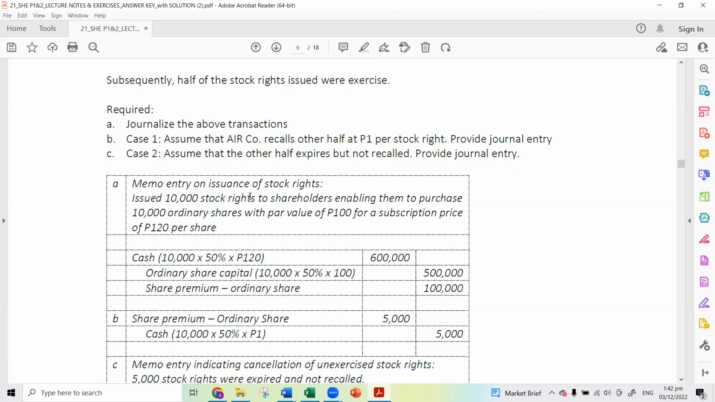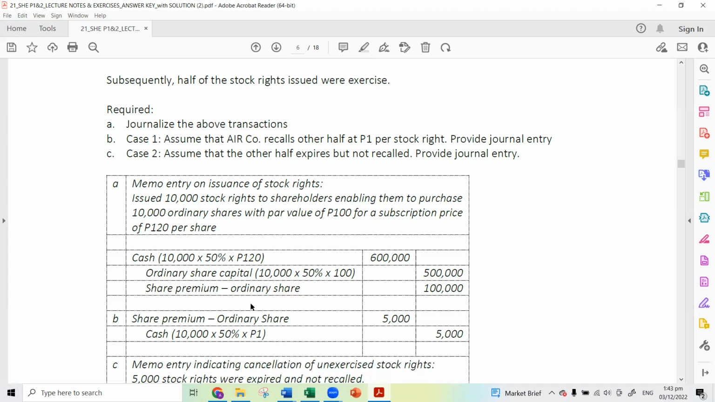Kailan magkakaroon ng NP yan? Magkakaroon ng NP yan when the rights are exercised. O kaya, ni-recall. Okay? Ganun lang naman. So, if the stock rights are subsequently recalled, any consideration paid is debited to share premium. Ayan, ni-recall. Yan. So, pag ni-recall yan, any consideration paid is debited to share premium. Okay?